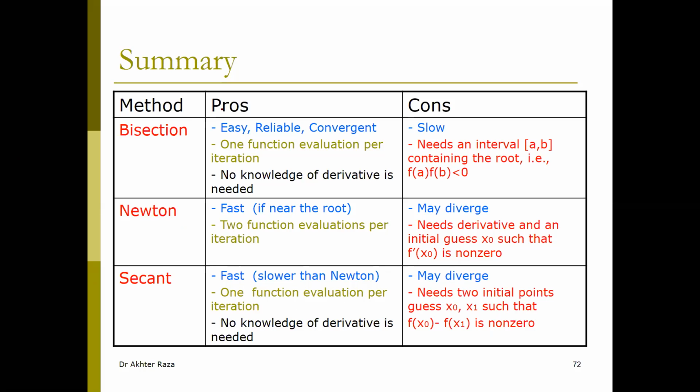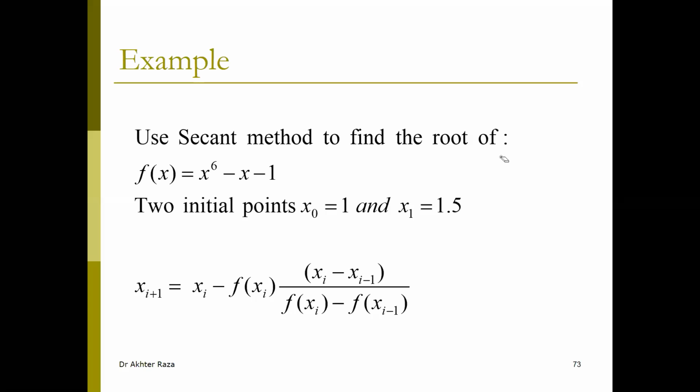And now we have some examples and we want to cover them here. Now we have to solve the given equation x^6 minus x minus 1 by the secant method. According to the secant method, two initial guesses are given, which is a requirement of the secant method. Initial guess 1 is 1, and the next initial guess is 1.5.